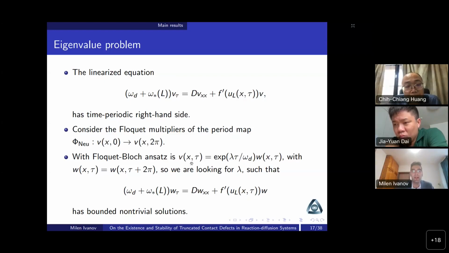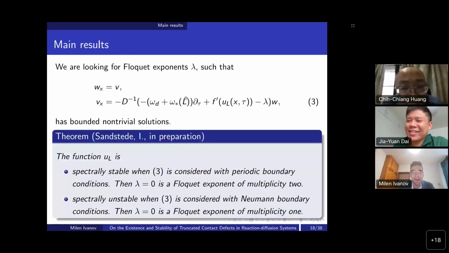After we use this ansatz, we're looking for λ such that this equation with W bounded has non-trivial solutions. Apologies, over here I made a mistake, which I'll correct. I forgot something here. This should be plus λ times W. I forgot the λ times W. It is over here when I rewrite W, the spatial dynamics. So apologies for the mistake.